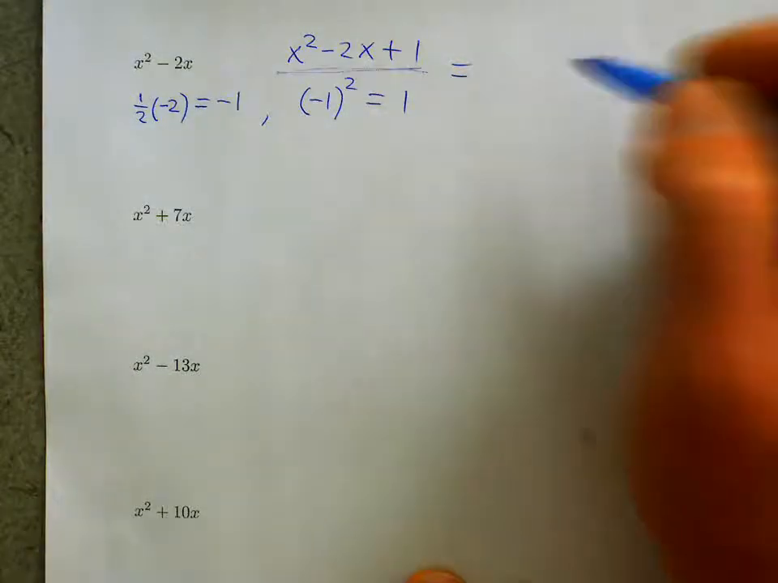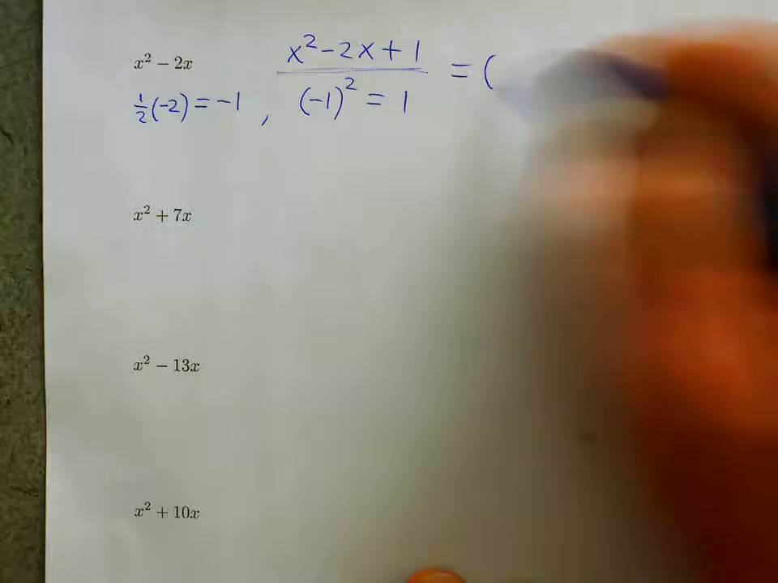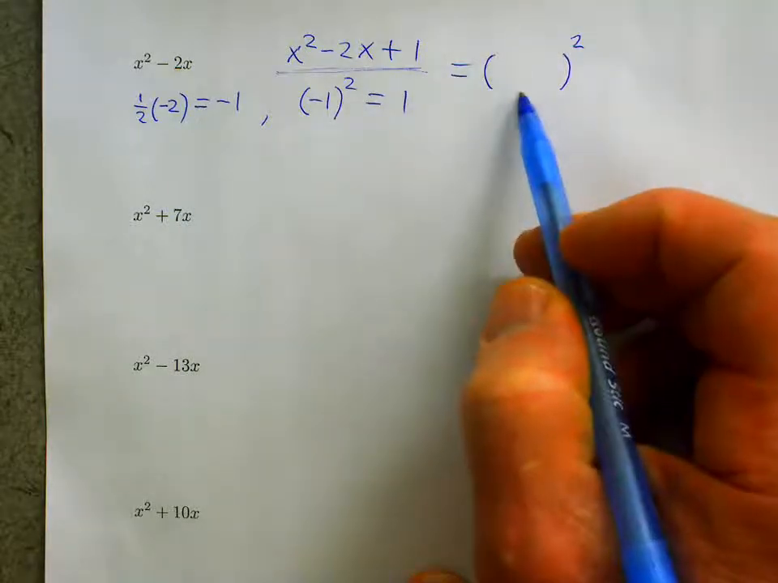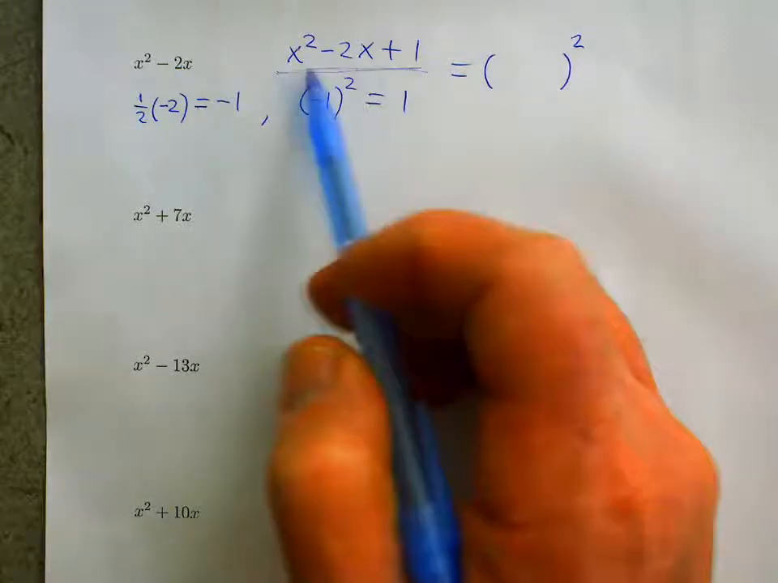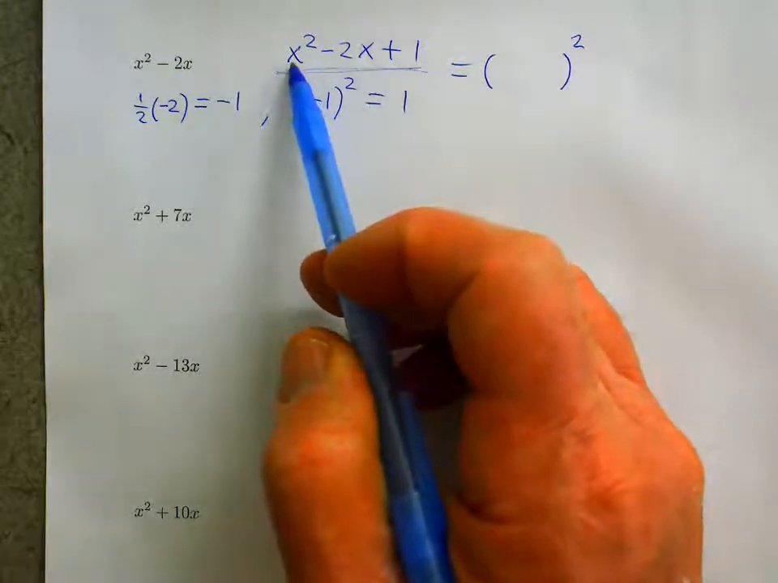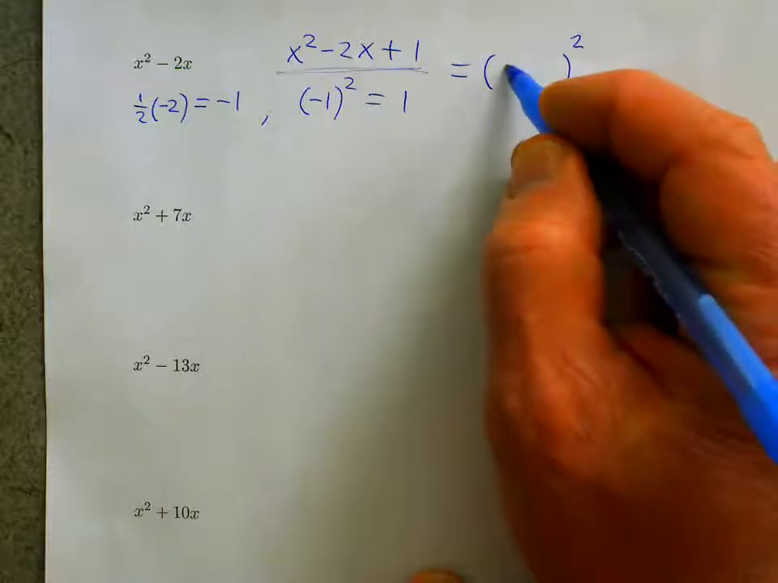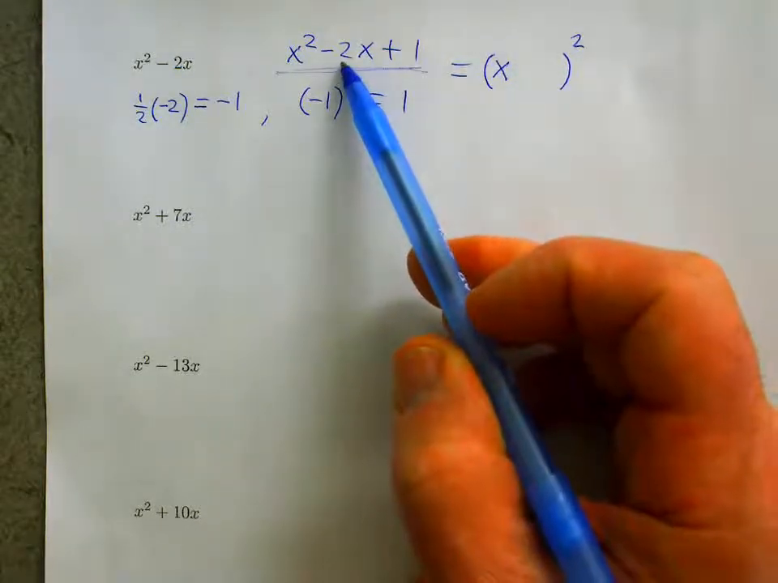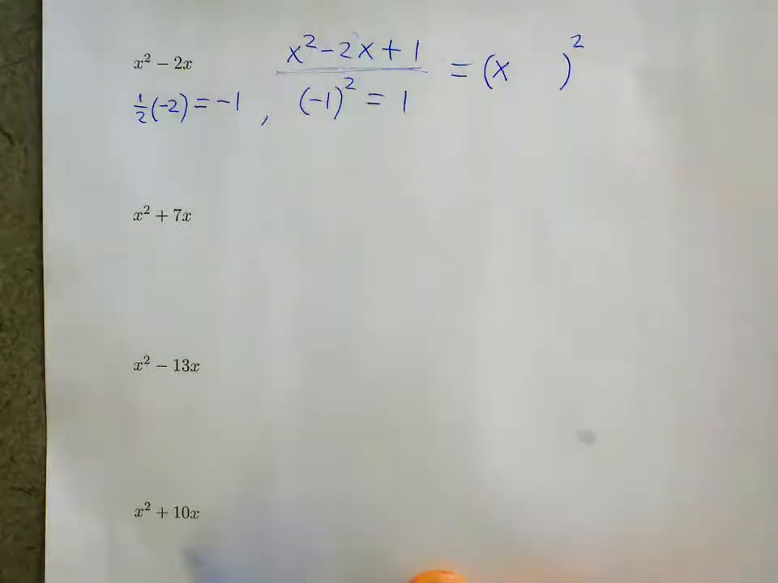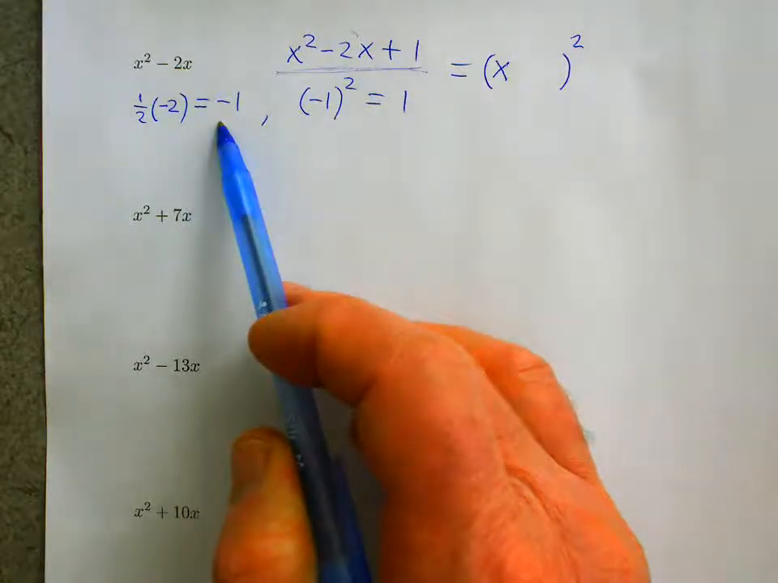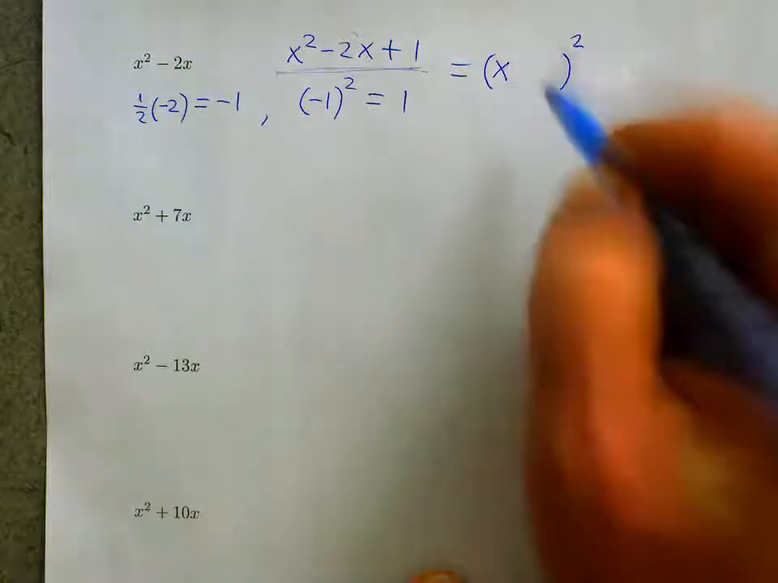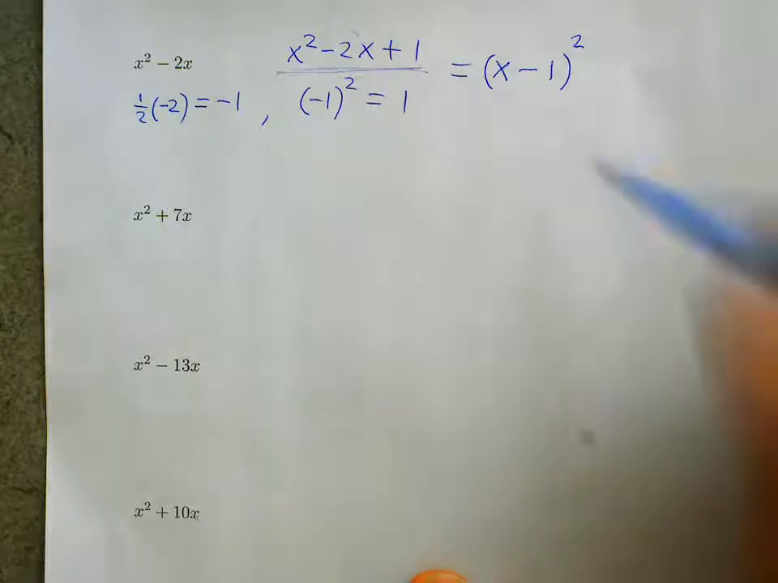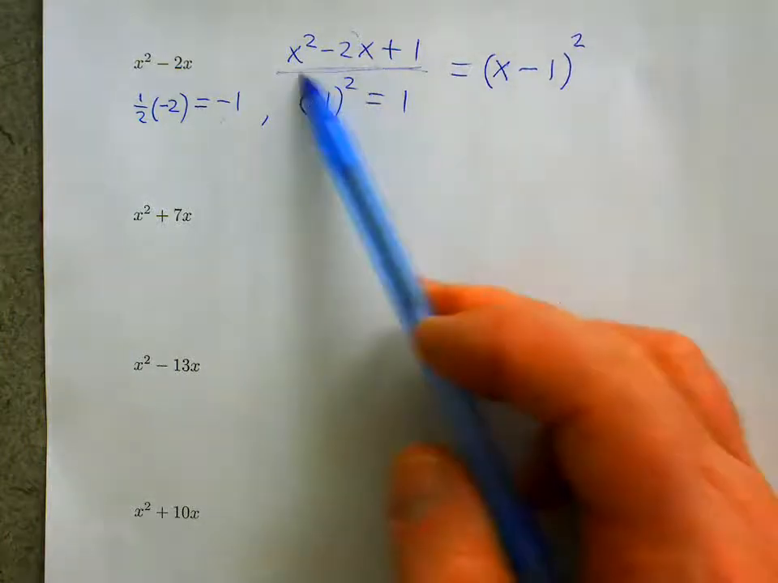That means it's equal to a binomial squared. So what binomial is it? Well, inside the parentheses, we have to put a binomial. Since the perfect square trinomial has 1x squared, the binomial has x. And then 1/2 of negative 2 is negative 1. So that indicates that inside the binomial, we put minus 1. So x minus 1 squared is equal to x squared minus 2x plus 1.